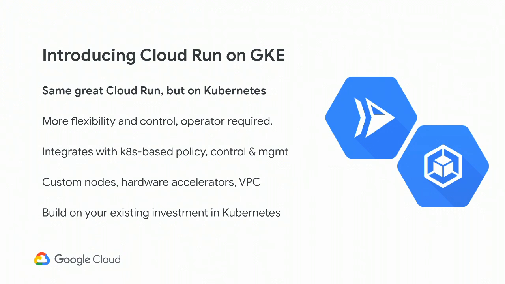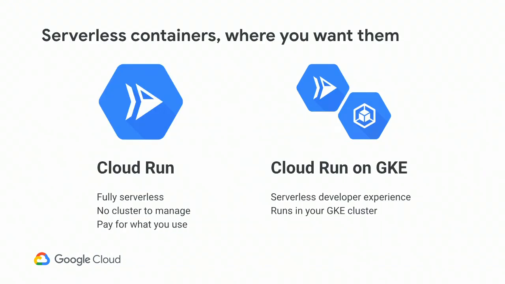You can even take advantage of GKE-specific features. So you can use custom machine types. You can ask for incredibly high amounts of memory. You can use hardware accelerators like GPUs and TPUs. And you can have access to the VPC networking. All of this lets you use the benefits of Cloud Run on your existing Kubernetes investment. So you can be fully serverless, and run on the regular fully managed Cloud Run, or you can have that same developer experience, the same tooling, the same API, and run it inside your Kubernetes Engine cluster with Cloud Run on GKE.